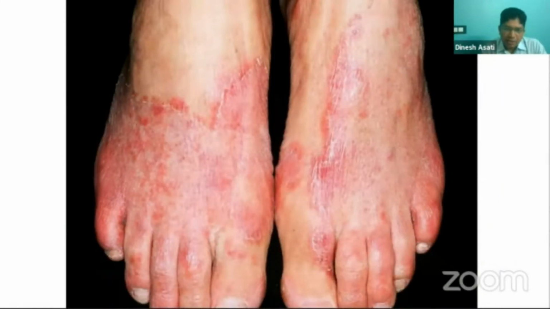Similarly, tinea pedis. Although there is a lot of involvement on the dorsum of the foot, there is still a clear-cut margin with some scaling and elevation. Again, we can see a clear-cut border that is very suggestive of tinea infections. It helps in differentiating it from other diseases. And here we can see multiple rings.